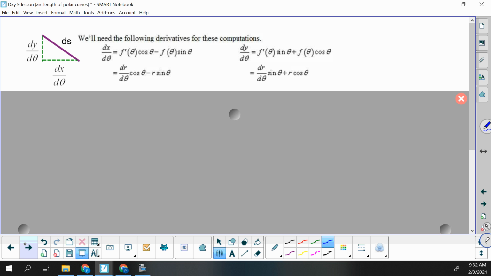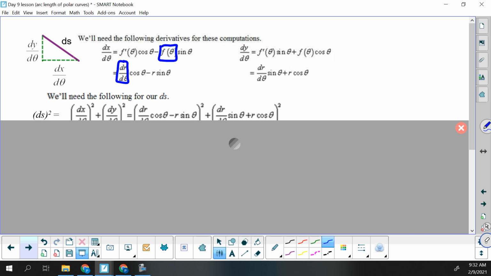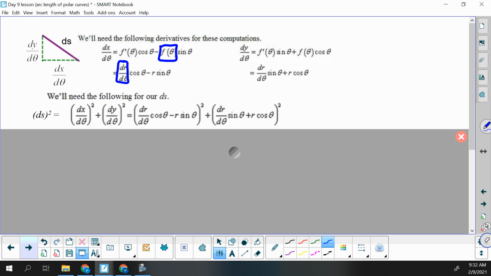Well, f prime of theta is the same as saying the derivative of our radius with respect to theta. And f of theta, remember, is the same as just saying r. So we could have those written either way. I'm going to carry it through with the dr over d theta and the r's in there. So if we did a Pythagorean theorem, we've got our ds squared is equal to dx over d theta squared plus dy over d theta squared. We'll replace the dx over d theta and dy over d theta with what they are equal to here and here.